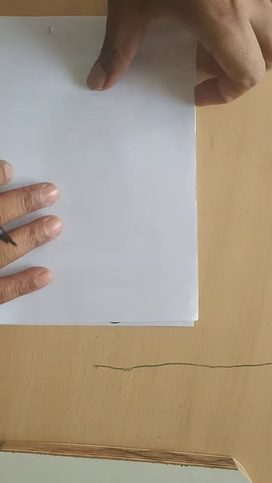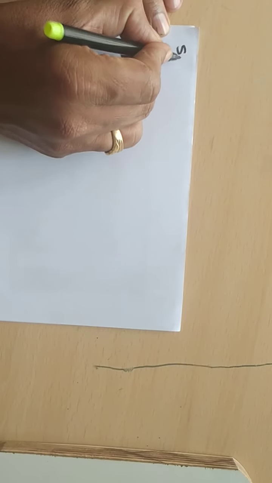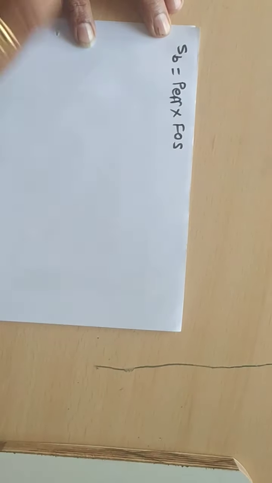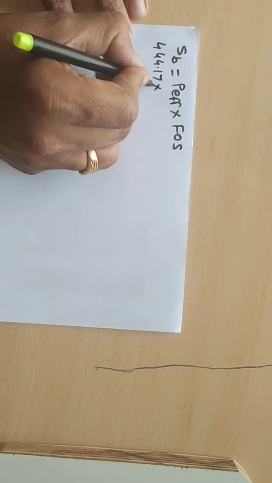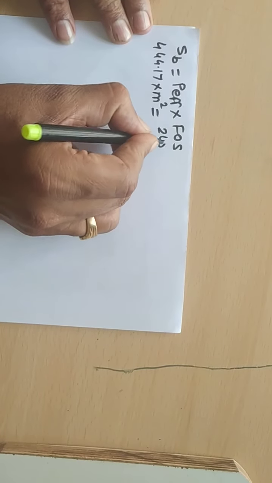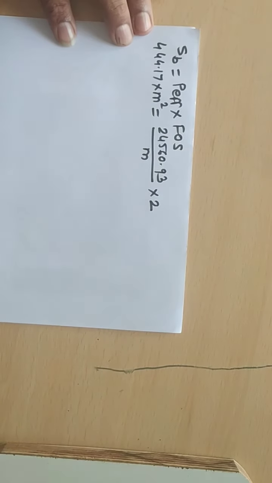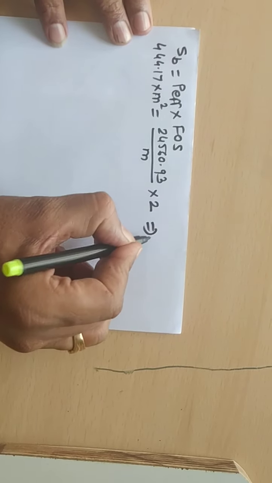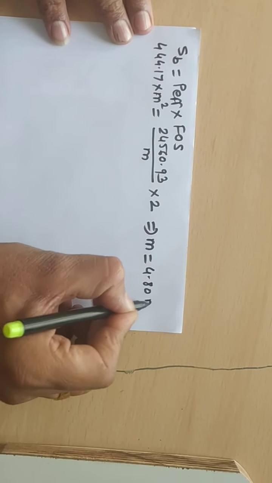Now to avoid the failure, SB is equal to P effective into factor of safety. To avoid failure, SB is 444.17 into M square, already found, is equal to P effective, 24,560.93 upon M, into factor of safety, which is given in the numerical as 2. Now from this, M square into M gives M cube. Solve this, find the cube root, that is the value of M, which is 4.80 mm.